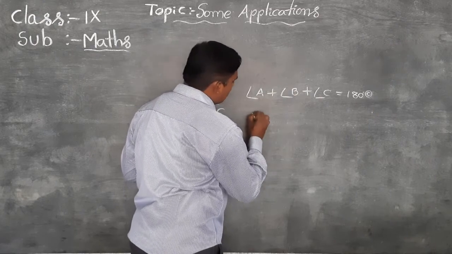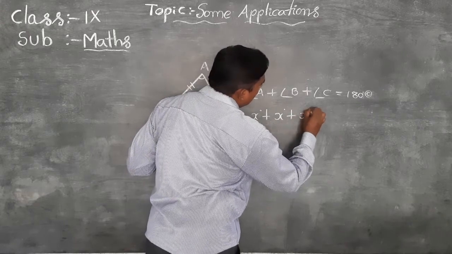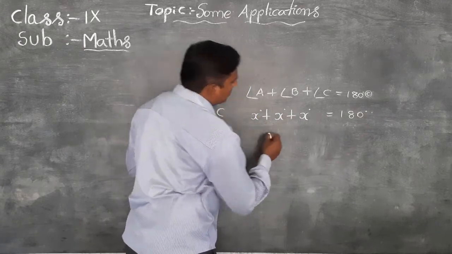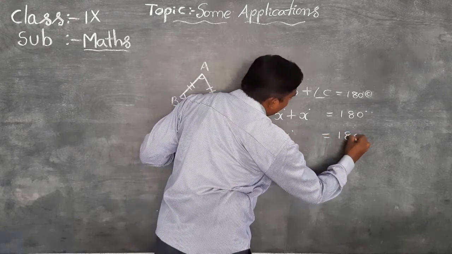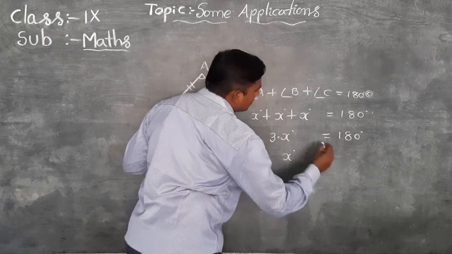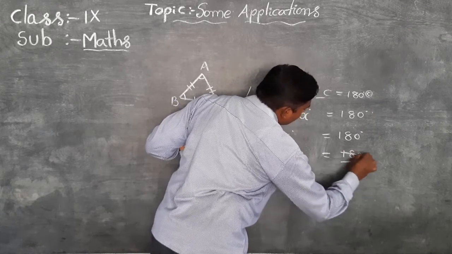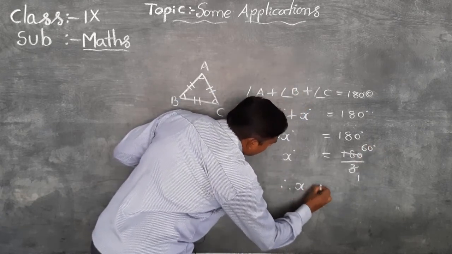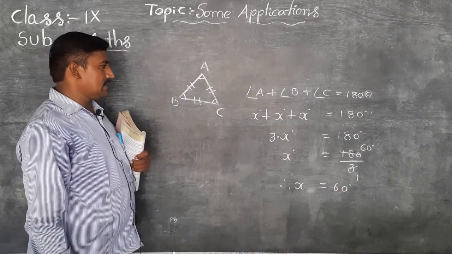We don't know these values. X plus X plus X is equal to 180 degrees. How many X are there? 3 are there. So 3 into X, 3X is equal to 180 degrees. X is equal to 180 by 3. 3 ones are 3, 3 sixes are 18, so X is equal to 60 degrees.